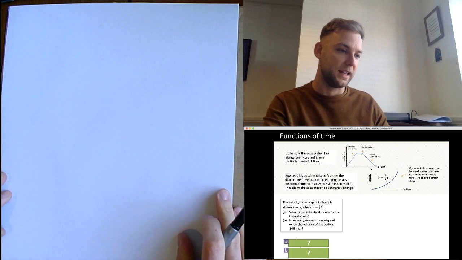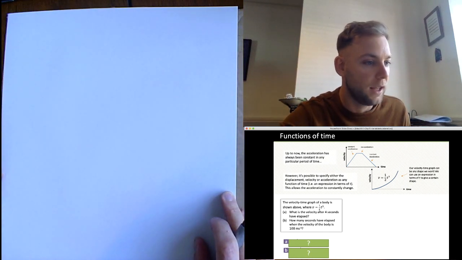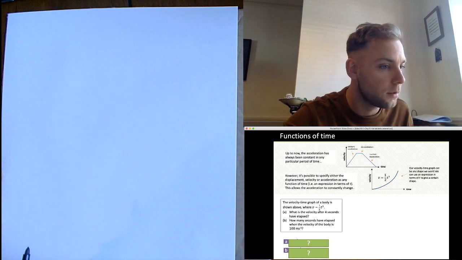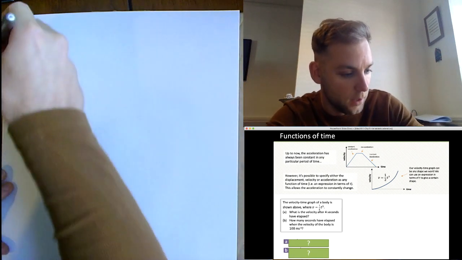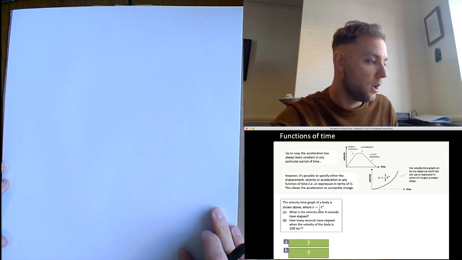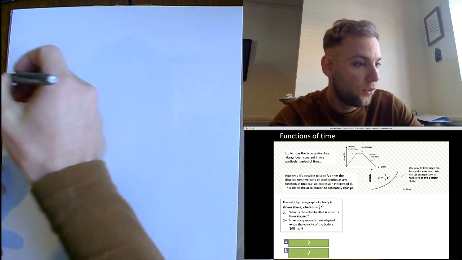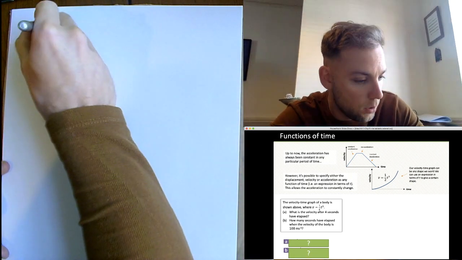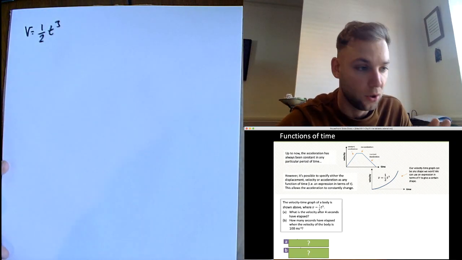The first question says, the velocity time graph of a body is shown above, which is the one you can see just here. What is the velocity after 4 seconds? So this is example 1. Make sure you're getting this down in your notes. It's not enough just to watch, make sure you are always copying the example. The only way to learn maths is to do it. Velocity is equal to a half t cubed, that's shown on the graph.